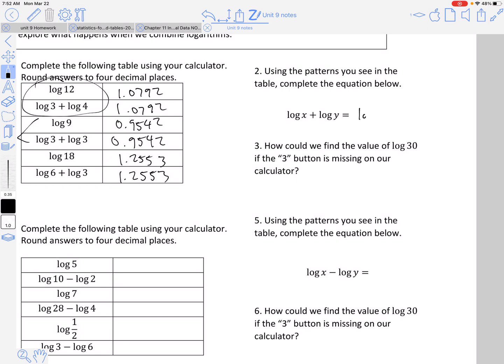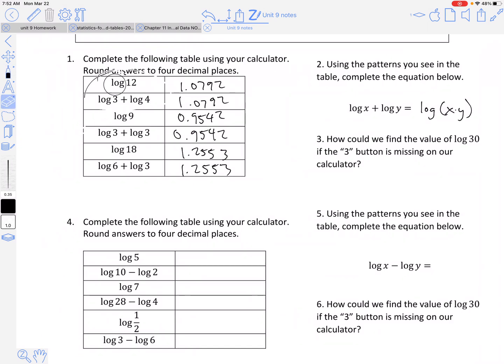And it looks like log x times y gives us that answer. Now I want you to kind of think about this, right? So 3 times 4 obviously gives us 12, 3 times 3 gives us 9, 6 times 3 gives us 18. Okay, so yeah, it looks like this rule is very much true. And you proved it with your calculator, right?